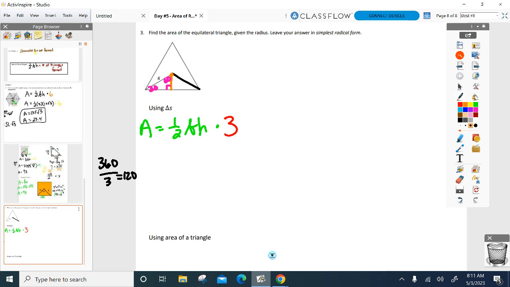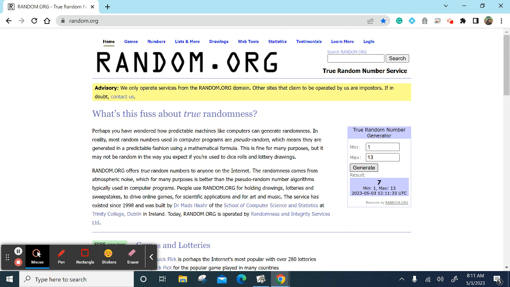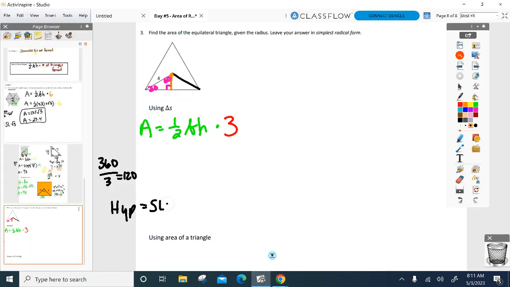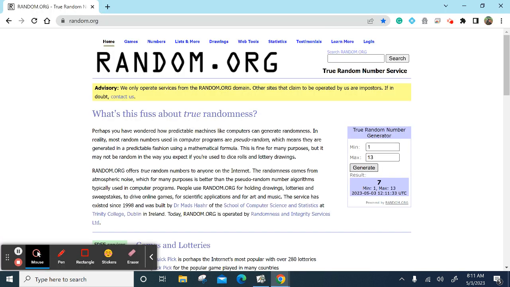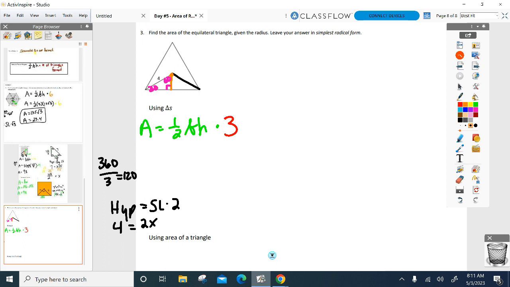Hypotenuse, right? So if you know the hypotenuse, what was the rule for the hypotenuse in a 30, 60, 90? Shorter leg times 2. Good catch. So 4 equals 2x. I think you guys can find the shorter leg now. What's the shorter leg? 2, so that's my height. There's the height of that triangle.